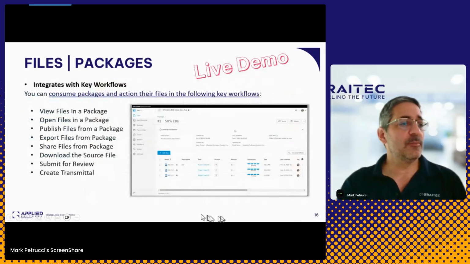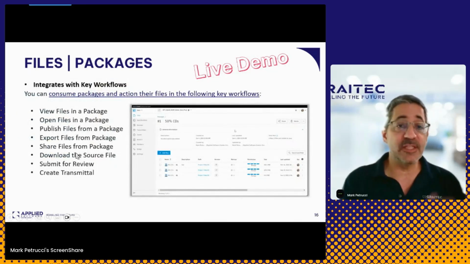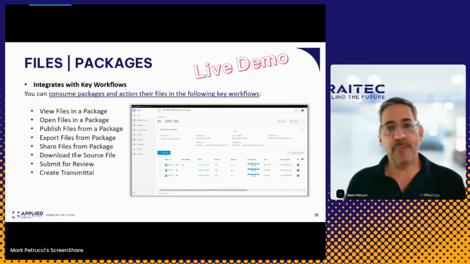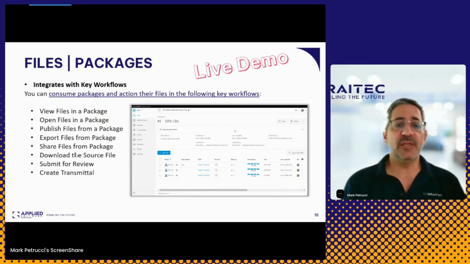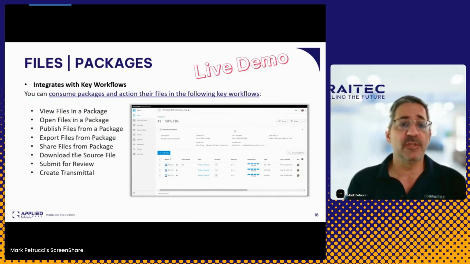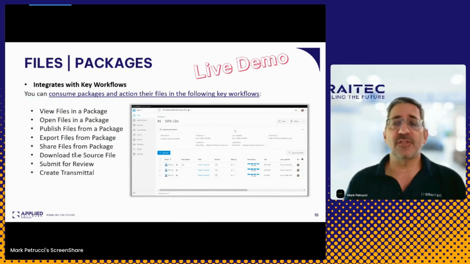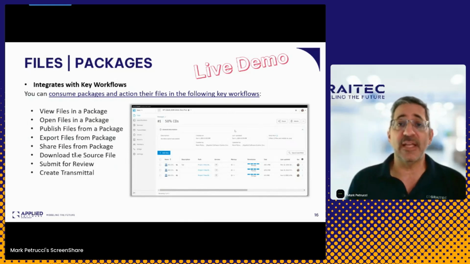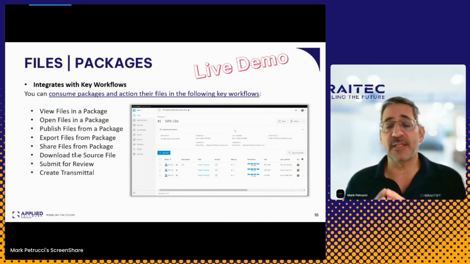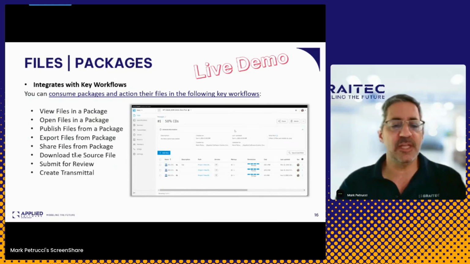So before I jump into the live demo, let me just mention some of the things that we can do with packages. Okay, once we create the package and there's going to be files in the package, we can view the files, we can open the files, we can publish them to Build, we can export the files, we can share the files from the packages, and then we can download, we can submit for review, and we can create transmittals. So they act just like files that are not in a package, except the package is a snapshot in time of a bunch of files that you want to keep for a specific reason. So let's take a look at that live.